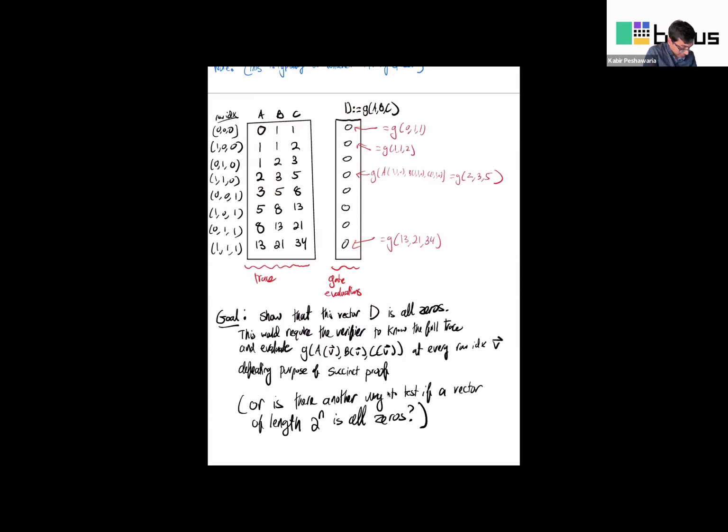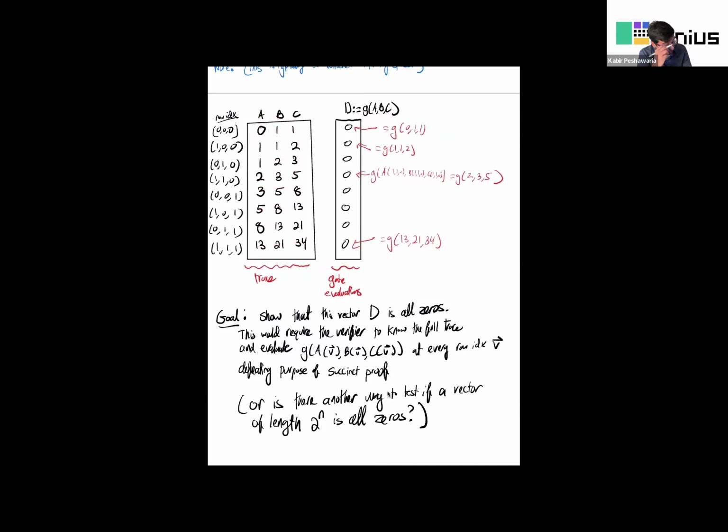Cool. So how is the verifier going to check that this vector is full of zeros? One way they might do that is to literally look at the entire trace and evaluate every single row with a gate polynomial. That is very slow. It also isn't very zero knowledge-y if you're trying to use zero knowledge.